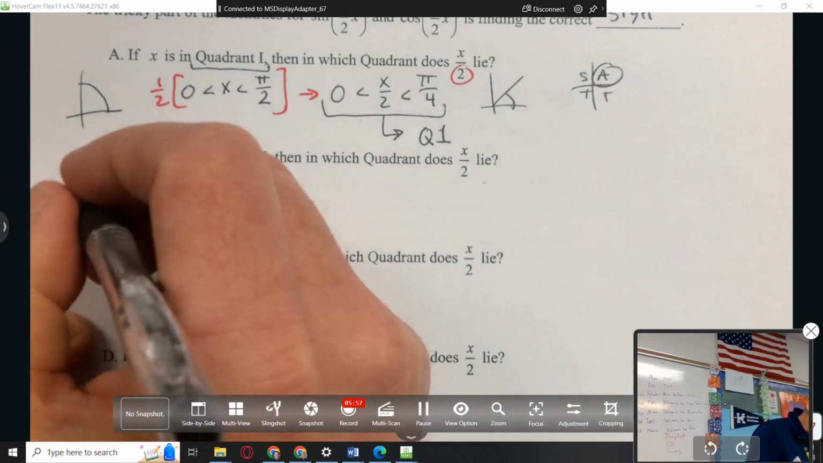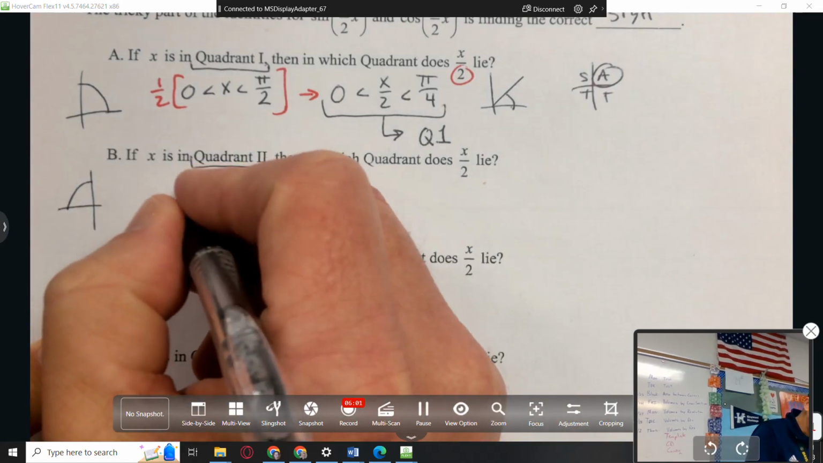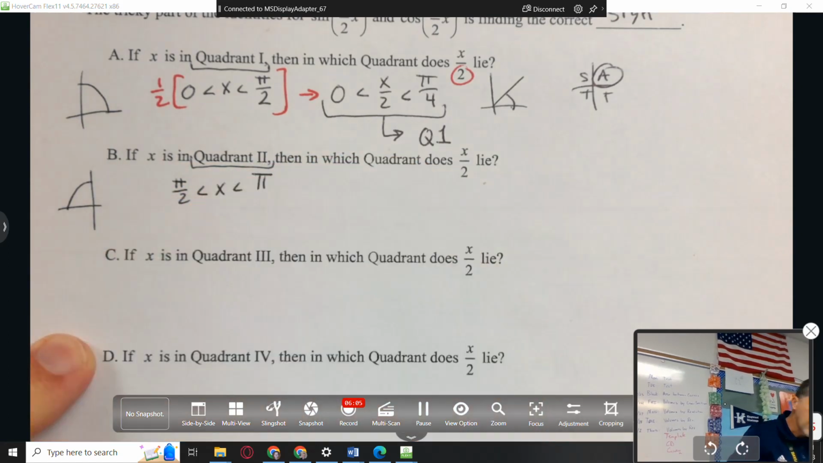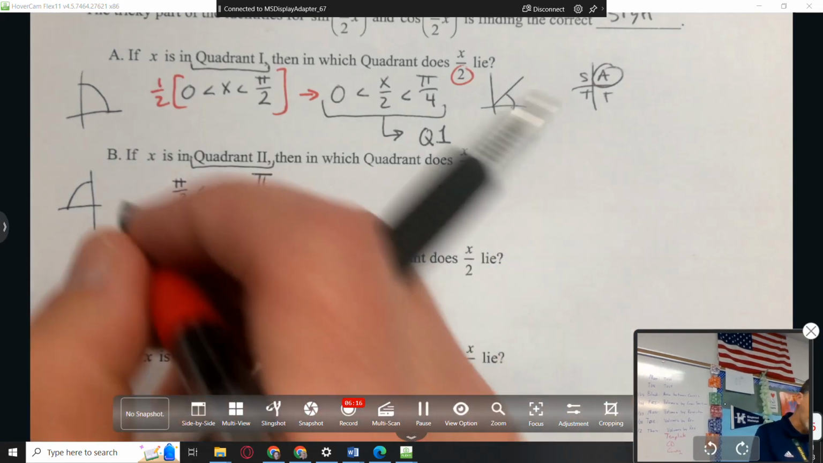If x is in quadrant 2, that means x is between pi over 2 and pi. And we'll do the same thing. If we want to know where x over 2 is, then let's multiply it all by 2 or divide it all by a half.